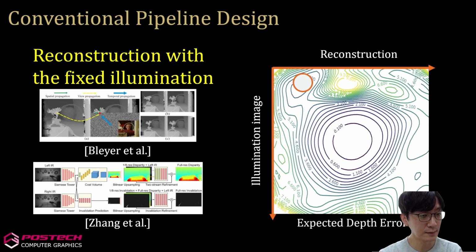On the right-hand side, we show a 2D graph of the expected depth error. The x-axis, the horizontal axis, is the space of possible reconstruction algorithms. The y-axis describes the space of possible illumination images. As you can see, in the conventional pipeline design, we first only scan through this illumination image space and find the best one. Then once that is fixed, we search for the potential reconstruction method using neural networks or any other methods.